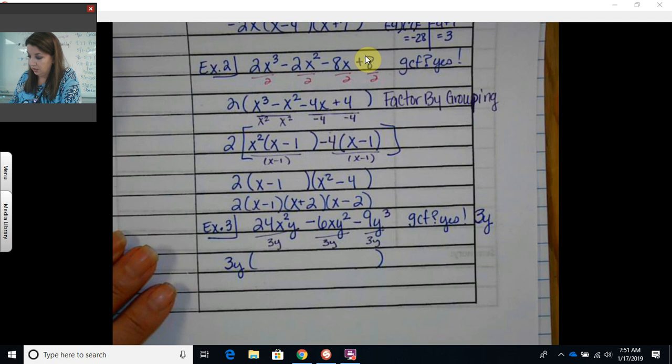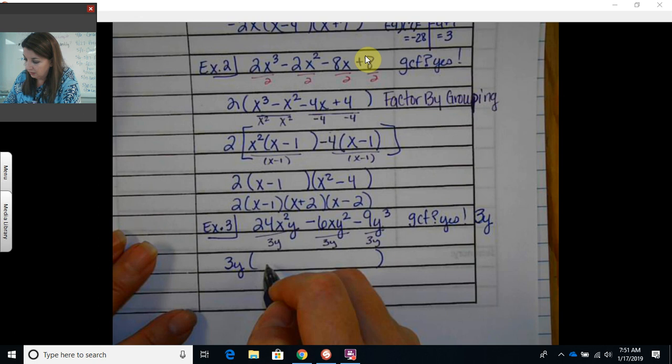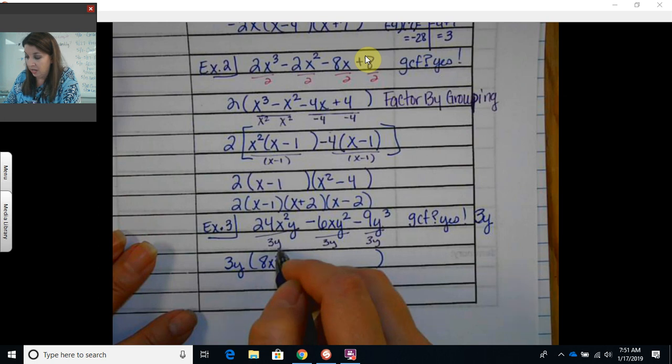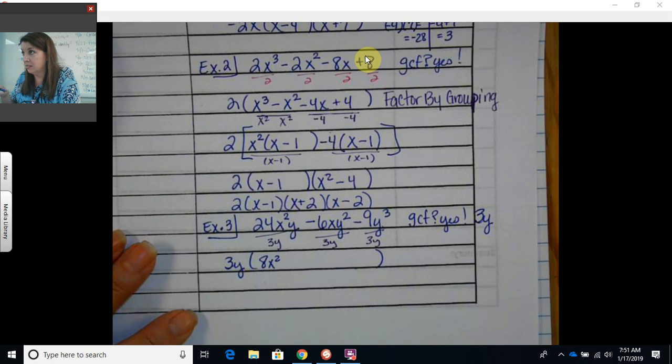First term, 24x squared y divided by 3y. 8x squared. 24 divided by 3 is 8. X squared, there's no x's on the bottom, so it's still x squared. Y divided by y, my y's turn into 1. Y divided by y is 1, so we just say 8x squared.